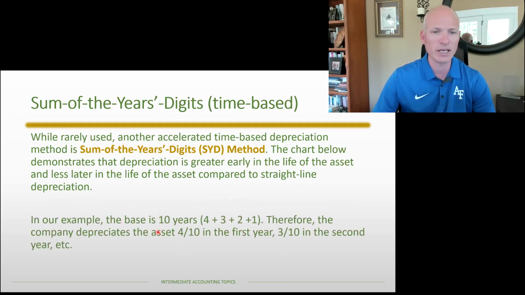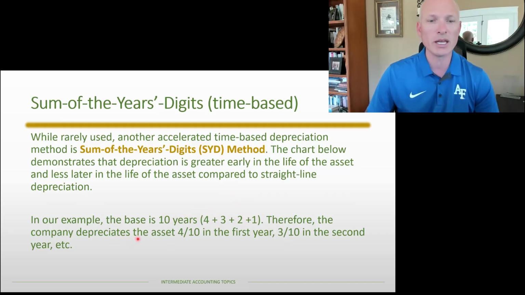So you calculate a base. And the base is based on the number of years in the asset's useful life. So in our case, we had 4 years of service life. And so we take 4 plus 3 plus 2 plus 1 for a total of 10. If it had been 5 years, then this would be 15. If it were 6 years, it'd be 21, and so on and so forth. But we sum those years. So 4 plus 3 plus 2 plus 1.